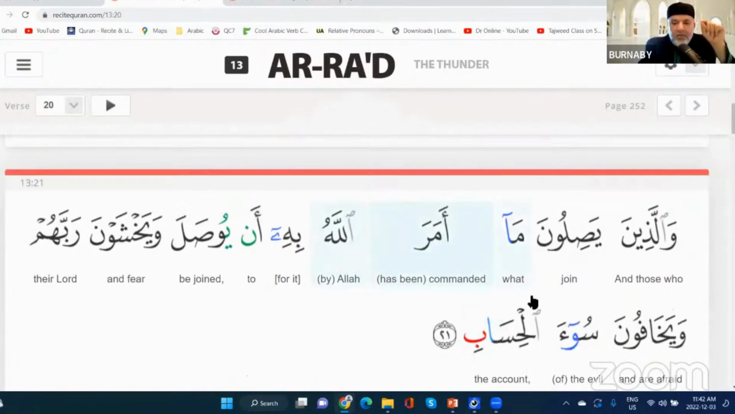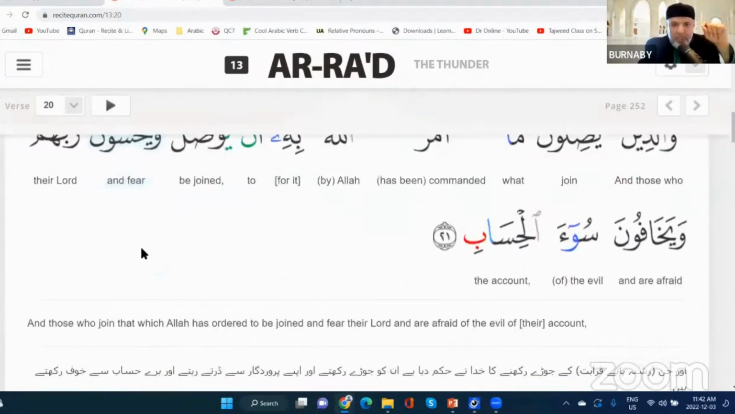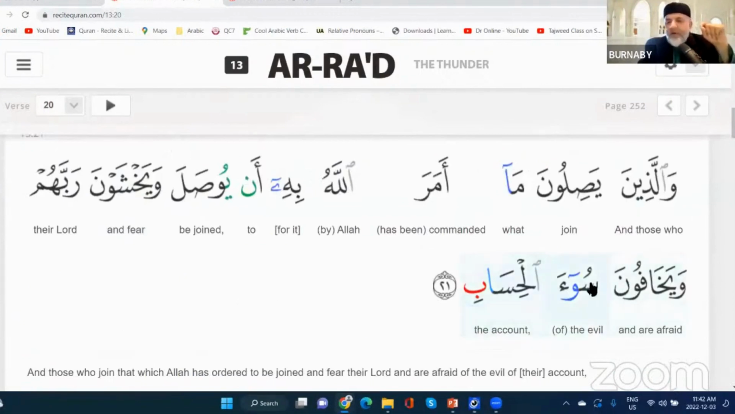And what else they don't do? Walladhina, and those who yasiluna, join, ma amarallahu bihi ayyusala, what Allah has commanded to be joined, wa yakhshawna rabbahum, and fear their Lord, wa yakhafuna su'al hisab, and are afraid of the evil account.